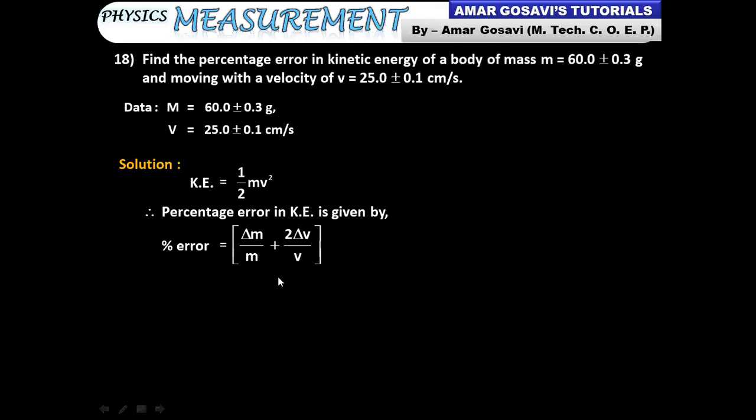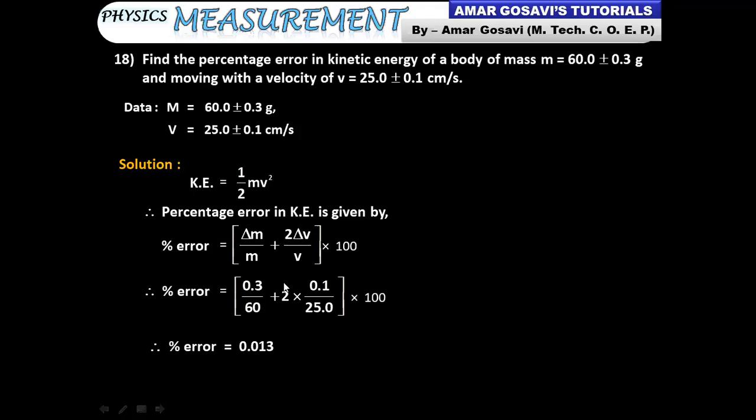Now things become easier. We know the value of m. M is 60, delta M is 0.3, delta V is 0.1, V is 25. We know all the values. Once we know the values, just multiply by 100 and put the values to get the percentage error. So when you solve this, the percentage error will come out to be 0.03013. Sorry, into 100, you have multiplied by 100. So 1.3% is the error in measurement of kinetic energy. Mark it as an important question. Okay, so this is the maximum complication that can be.